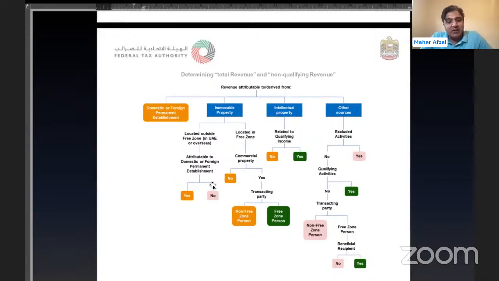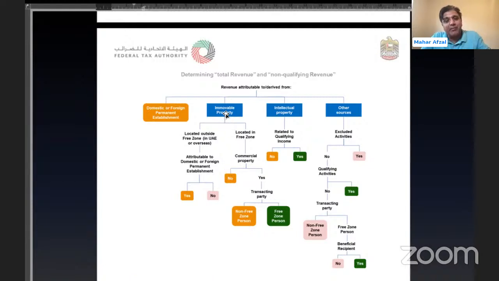I have some sort of concern about this, because immovable property, if the property is immovable, as per my understanding, it should be a straightforward 0% or 9%. So if this should be like this, for intellectual property it should be yes or no.